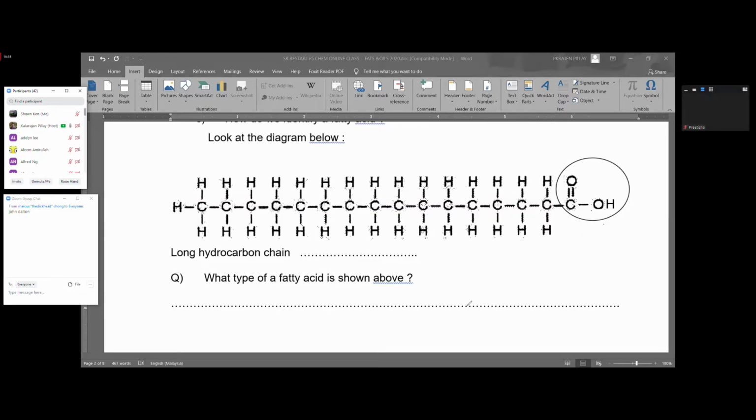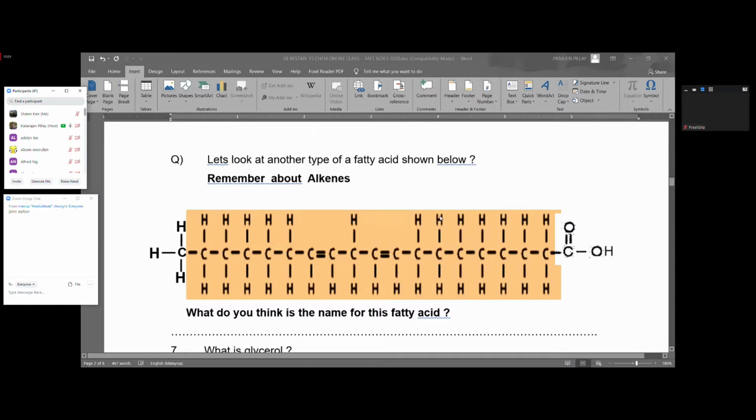Any questions so far? No problem. So you know how to identify a saturated fatty acid. What is a fatty acid? You know. And fatty acid, there are two types. One is saturated and unsaturated. We're looking at a saturated fatty acid. How you know? All single bond between the carbon atom. Can you see? All single bond between the carbon. Okay, can I continue? Okay, so let's go next page.